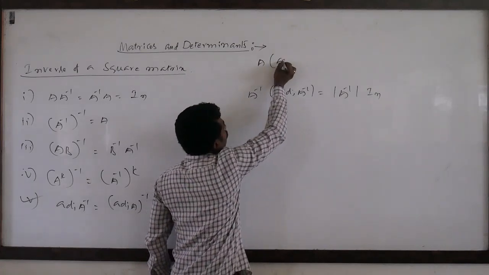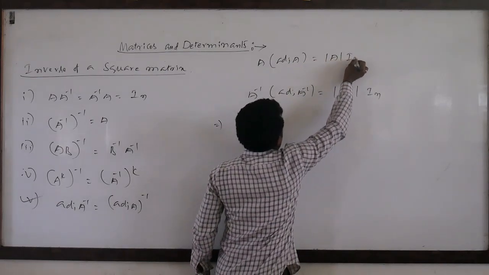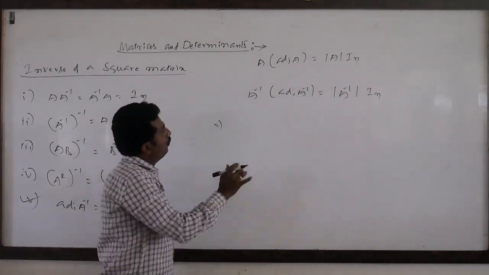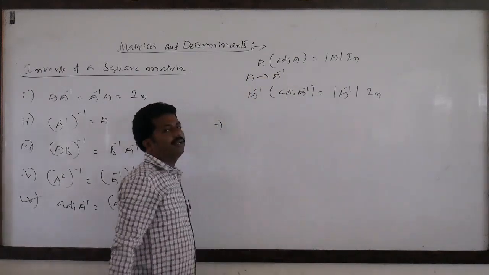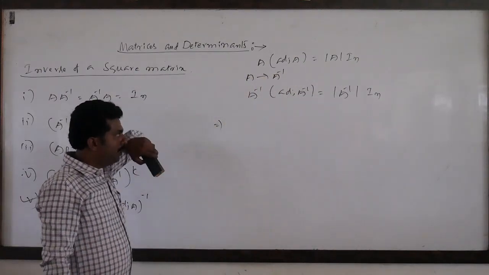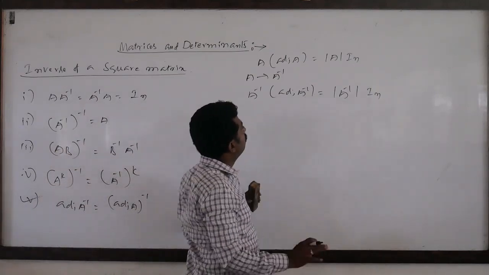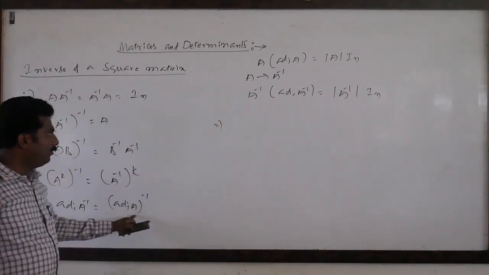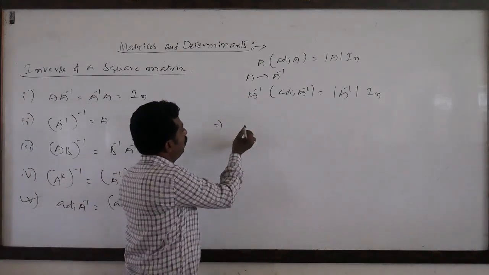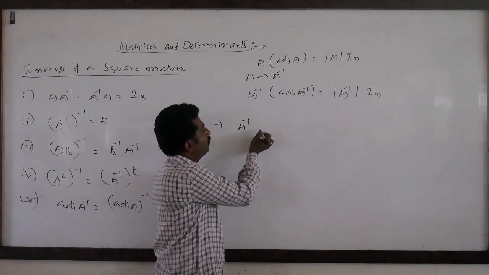A into adjoint of A equal to determinant of A into IN. Wherever A is there, in that place I am taking A inverse. So A inverse, this is adjoint of A inverse, that is equal to like this. So you observe, what we have to prove is adjoint of A whole inverse. So operating both sides with adjoint of A inverse.